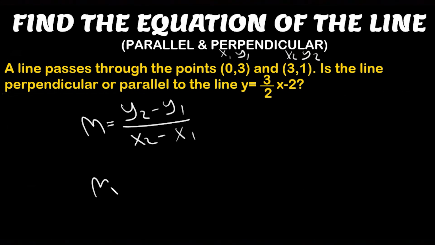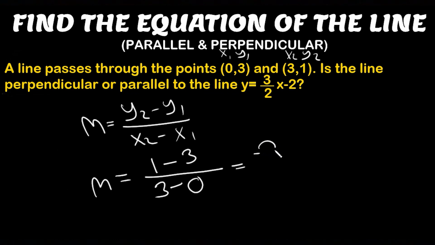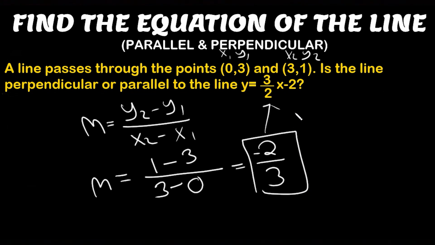So my slope is going to be m equal to, my y2 is 1, minus my y1, which is going to be 3. Then I move to my denominator, and I have x2, which is going to be 3, minus my x1, which is going to be 0. So what ends up happening here? 1 minus 3 is -2. 3 minus 0 is 3. So there's the slope. If I compare it to this slope up here, what does that tell me?